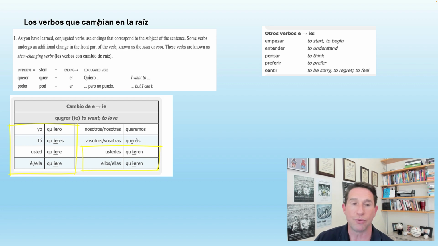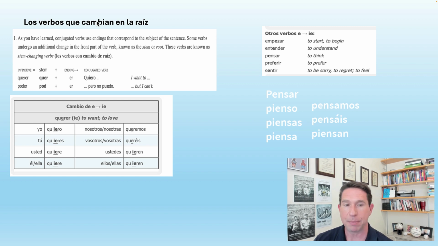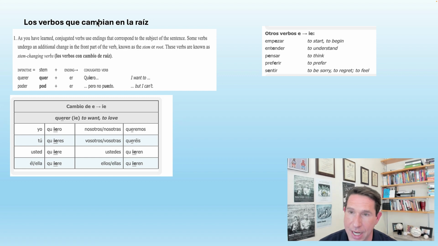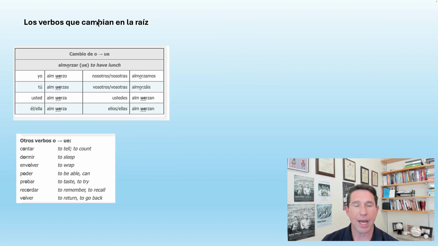These are called boot verbs, because if you trace a little boot around it, it looks like a little boot, right? So what about entender? Entiendo, entiendes, entiende, entendemos, entendéis, entienden, right? Pensar, this is a great one to know, to think. Pienso, piensas, piensa, pensamos, pensáis, piensan. Very good. So first category, E to I-E. Changes in the root, all the forms except for nosotros and vosotros. Very good, chicos. Vamos.